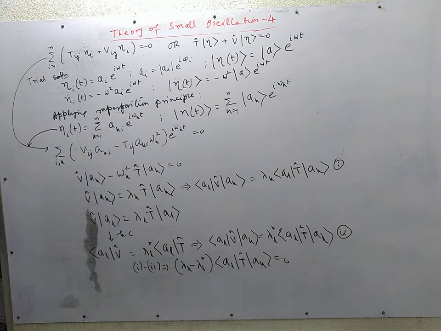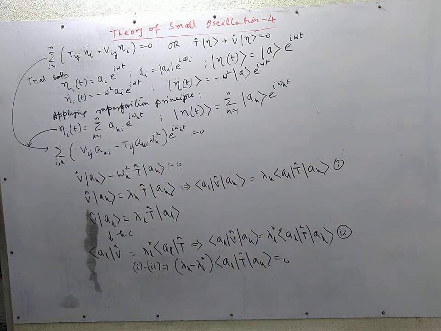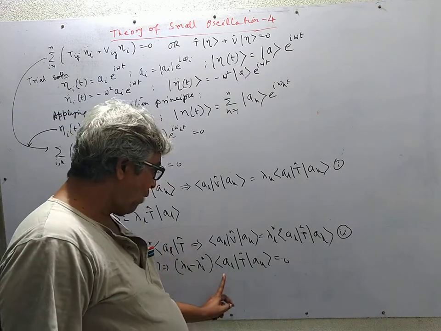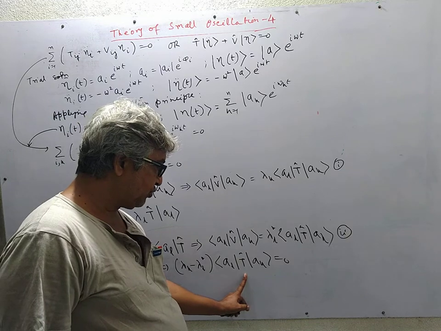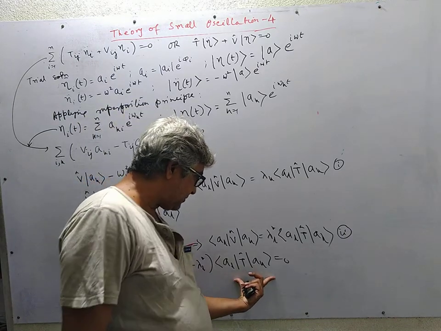If we consider the non-degenerate case, then for L not equal to K, lambda L and lambda K are different, and obviously in that case this part should be 0. And it is a scalar quantity: this is a 1 by n matrix, this is n by n, this is n by 1, so it is 1 by 1, a scalar.